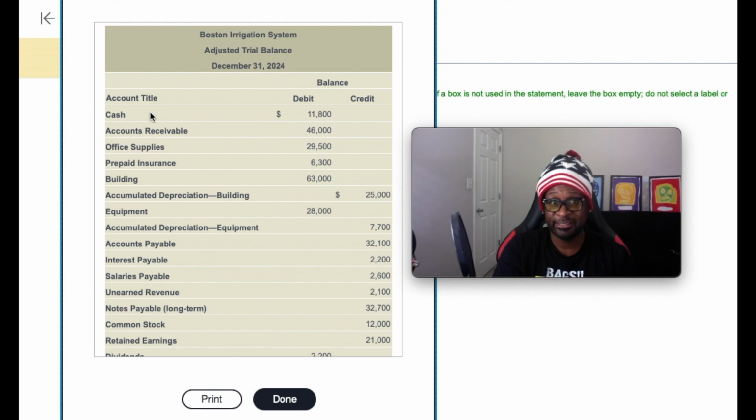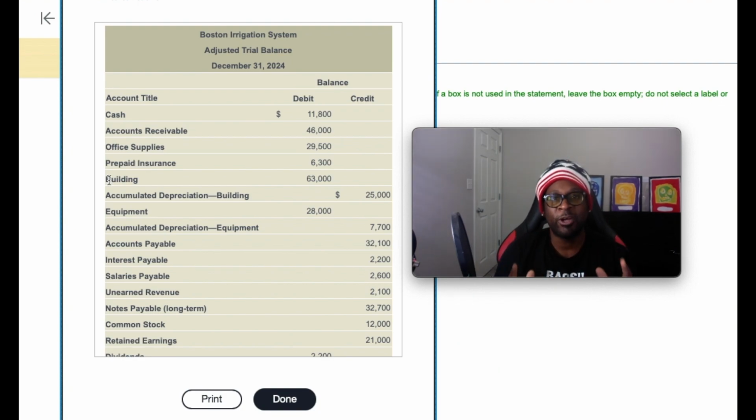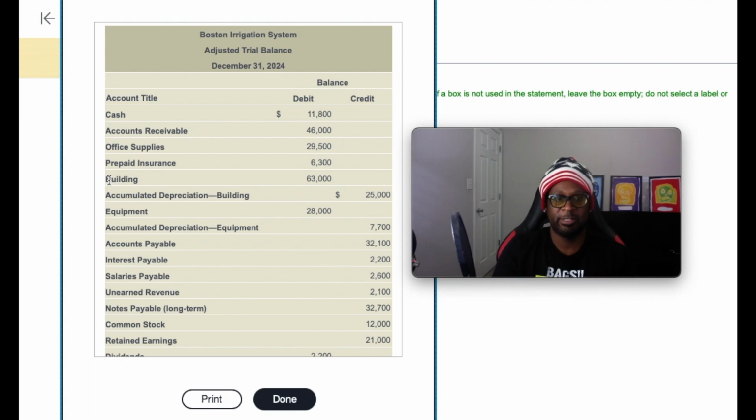In terms of assets, we know that cash, accounts receivable, office supplies, and prepaid insurance are all considered current assets. Why? Because we expect to convert them to cash in less than a year. In terms of long-term assets, both the building and the equipment, and do not forget the accumulated depreciation contra accounts related to those as well, will all be reported as long-term assets.